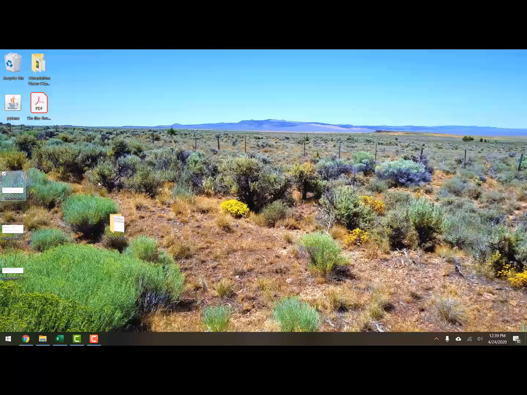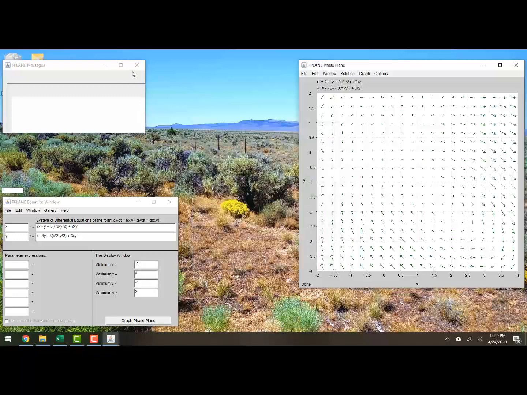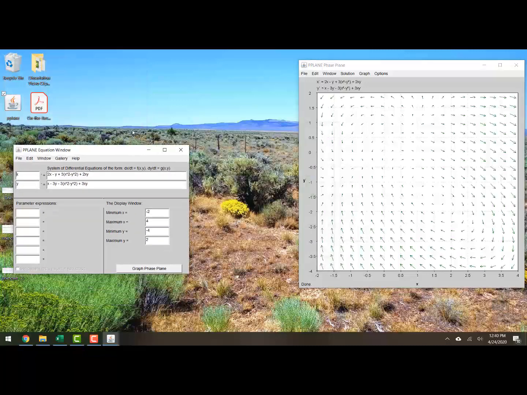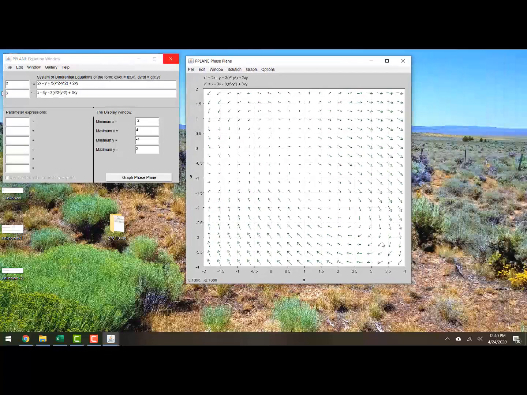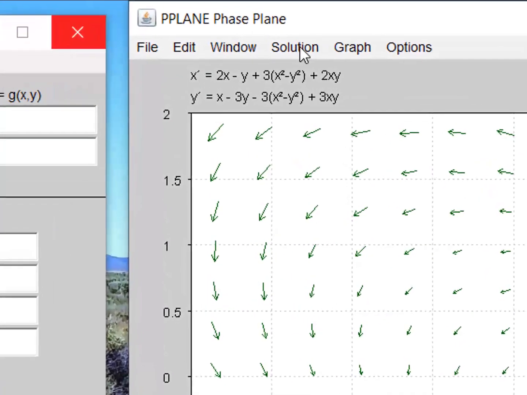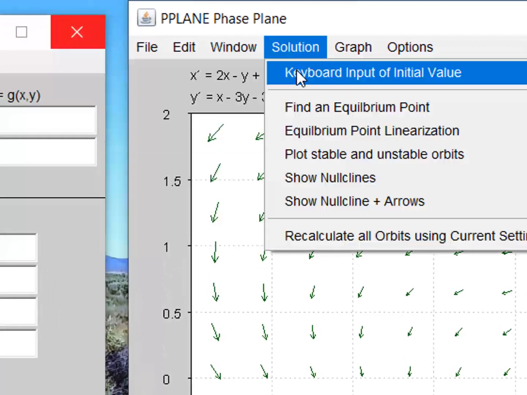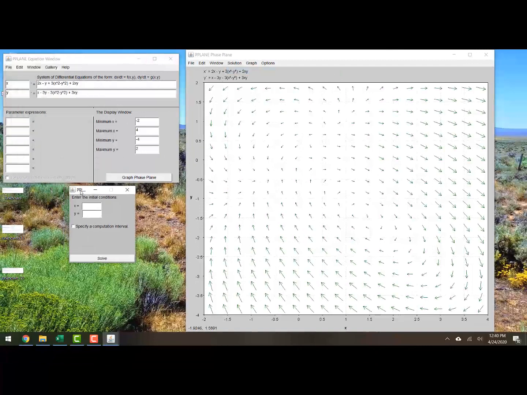When you do get this downloaded, you should see this file here with the Java icon that shows that you have compatible software, and then go ahead and open that. Okay, let's get rid of that. Let's move this up here, make this a little bit bigger. And let's open up a window that says solution, keyboard input of initial value. Let's get that open as well and bring that down here.